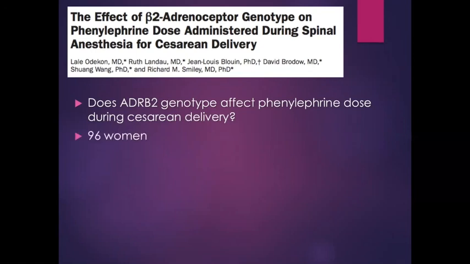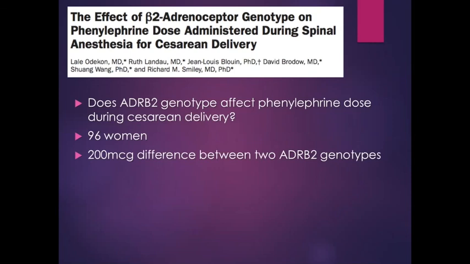They included 96 women and found that there was a statistically significant difference of 200 micrograms between two ADRB2 genotypes, although it is really unknown if this difference is clinically relevant. The genetic component of the ADRB2 genotype may contribute to a more severe hypotensive response after spinal anesthesia and have varying responses to sympathomimetics.